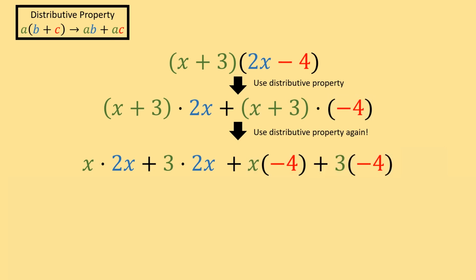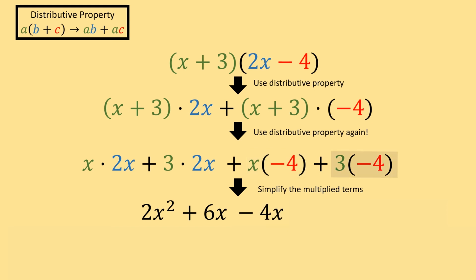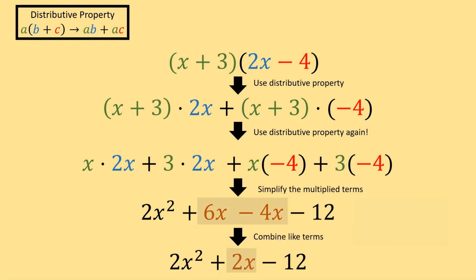To bring it on home, we're going to then simplify the multiplied terms by just multiplying them out. So x times 2x is 2x squared, 3 times 2x is 6x, x times negative 4 is negative 4x, and 3 times negative 4 is negative 12. And finally, we're going to then just combine like terms. And the only terms that are like here are 6x and negative 4x, so when we combine those, we get 2x. And so our final answer is 2x squared plus 2x minus 12. And so this process will get you the same answer as if you use FOIL to multiply two binomials together.